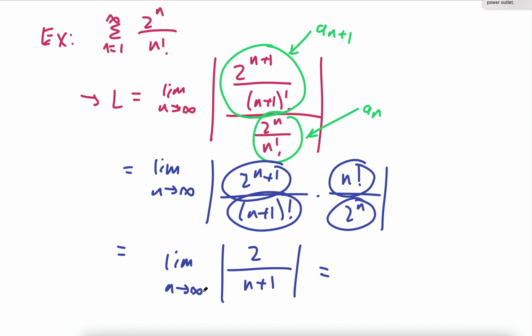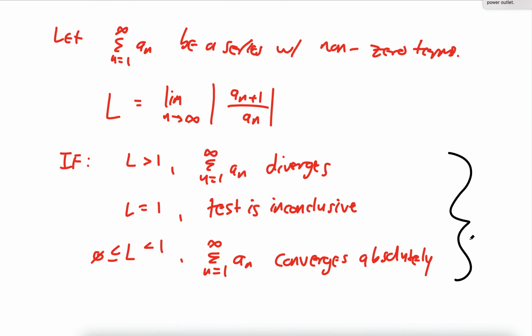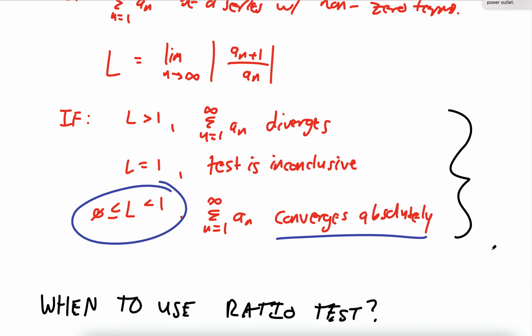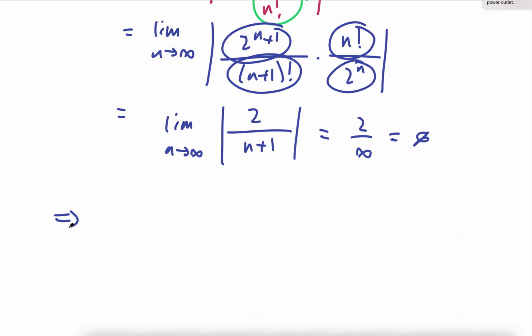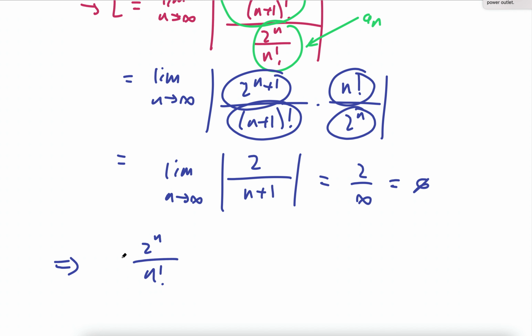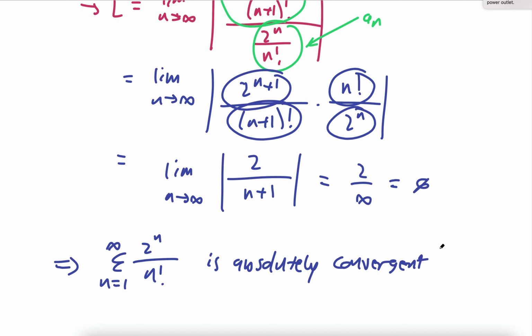So what is the limit of 2 over n+1? Well, it would be 2 over infinity, which is 0. And according to our ratio test, remember coming back up here, the ratio test claims that if I get 0, I'm going to have an absolutely convergent series. So what this means is that my original series, which is 2^n over n factorial from 1 to infinity, is absolutely convergent. And there we go. That's the ratio test in a nutshell.